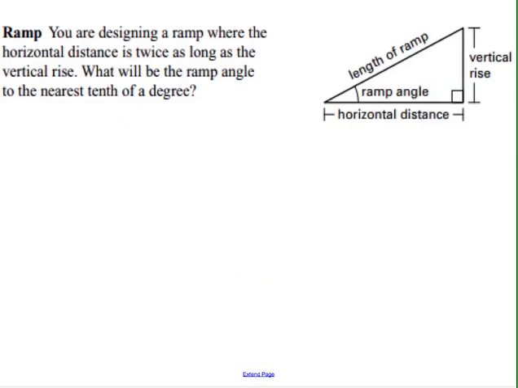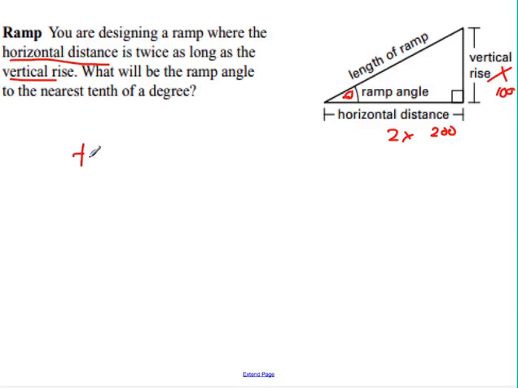Very similar process here. You're designing a ramp where the horizontal distance is twice as long as the vertical rise. So if I call this x, this is my vertical rise, my horizontal distance is going to be 2x. Vertical rise is x, horizontal distance is 2x. If I want to figure out this angle, it doesn't really matter what numbers I put in here. If this is 10, this is just going to be 20. If this is 100, this is just going to be 200. It's always going to be double whatever that is.